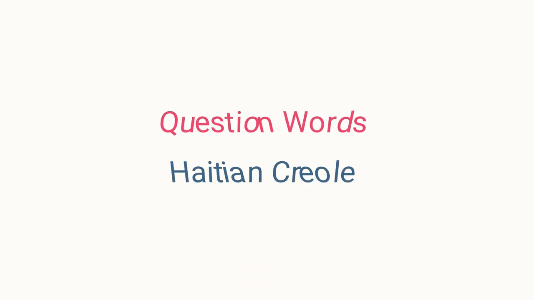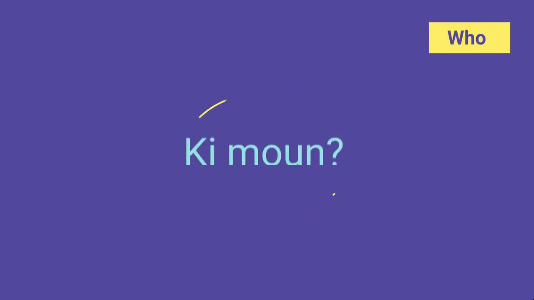Here's how to say the question words in Haitian Creole. Who is Kimoun or Kiès? What is Kisa? Where is Kote? When is Kilè? Why is Poukisa? And finally, how is Kòman or Kouman?